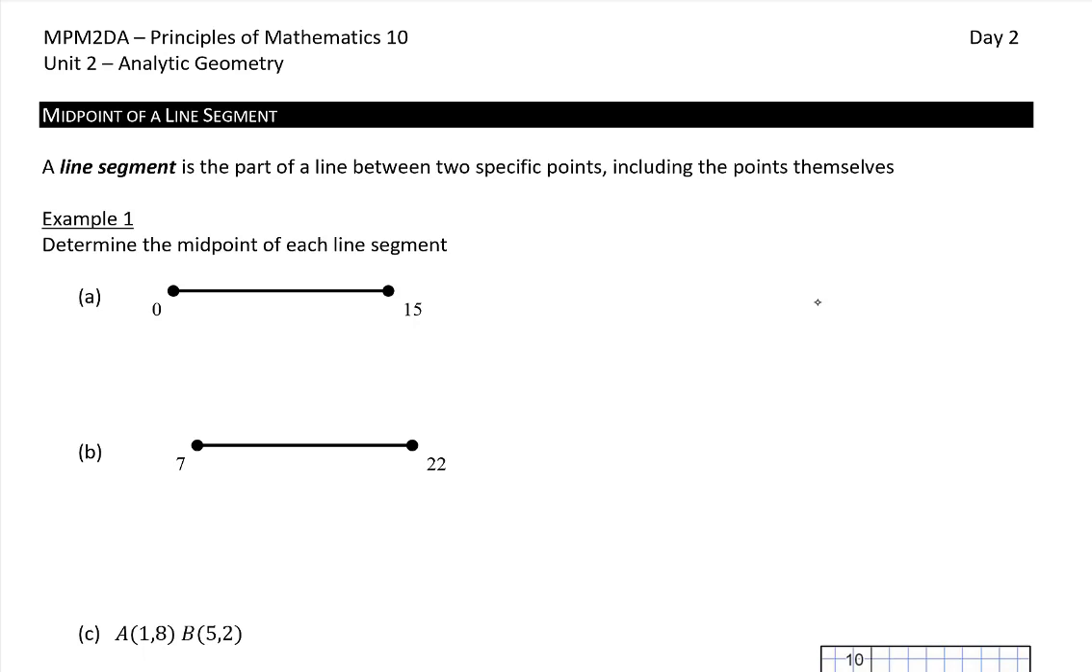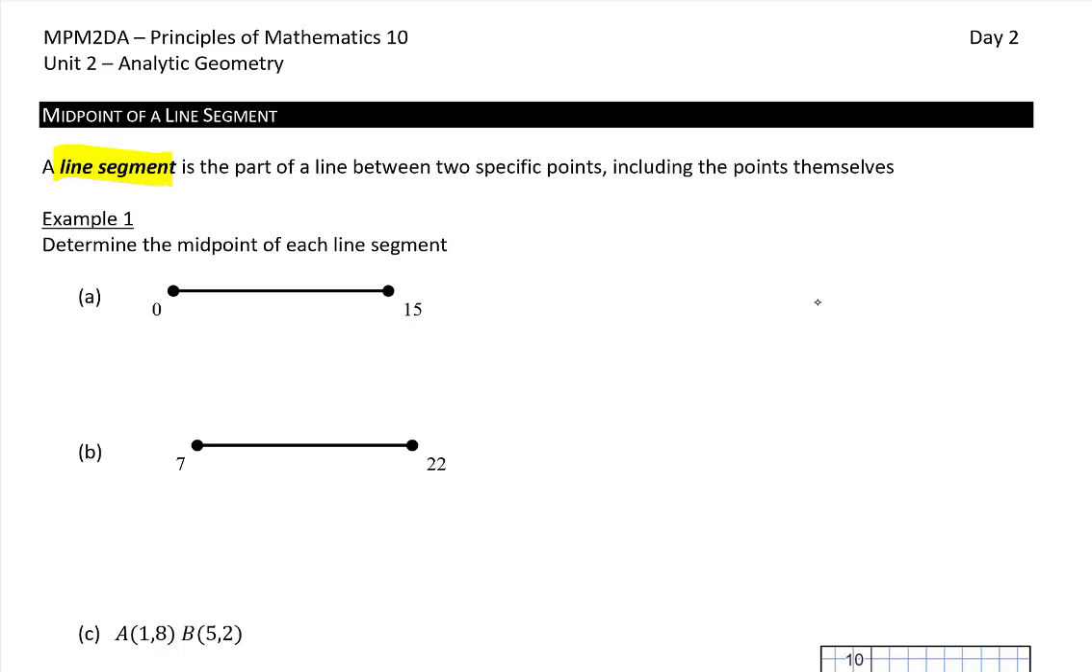Next, we're going to take a look at the midpoint of a line segment. First of all, a line segment is a part of a line between two specific points, including the points themselves. So you can see two line segments in example 1, A and B. For example 1, we want to determine the midpoint of each of the following line segments.